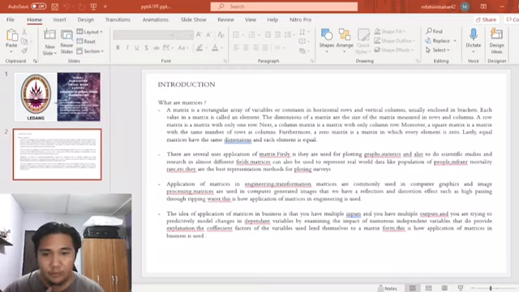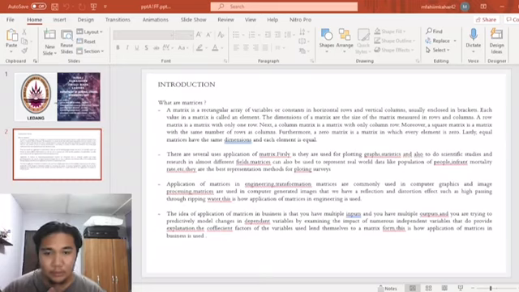Application of matrices in engineering. Transformation matrices are commonly used in computer graphics and image processing. Matrices are used in computer-generated images that have reflection and distortion effects, such as light passing through dripping water. This is how matrices are applied in engineering.